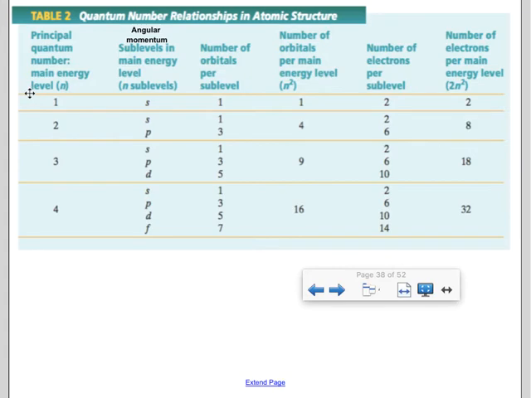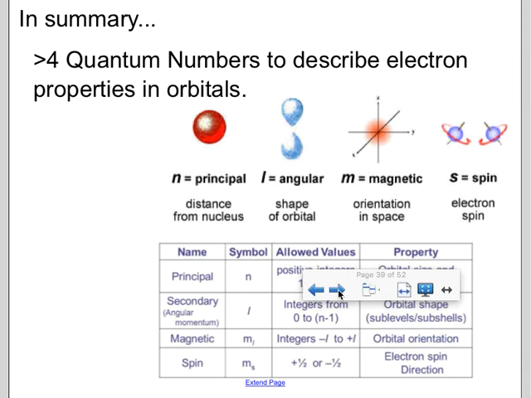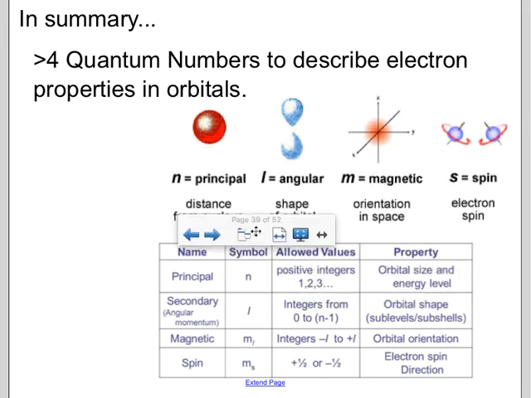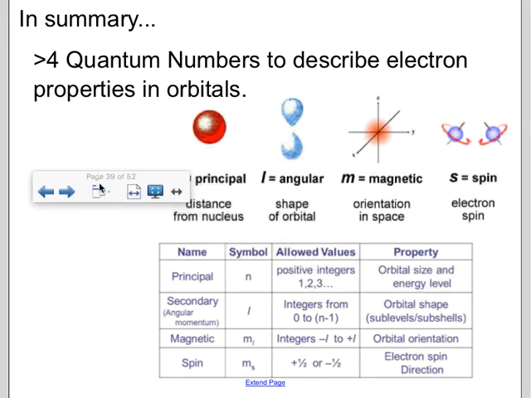Okay, so this is just a summary of what we went through. We went through the principal quantum number, which is the energy level n. The angular momentum, which is the sublevels, the shapes of them. These are represented by the dashes. This tells you how many electrons are in each sublevel. This table's in your book. So, in summary, 4 quantum numbers to describe an electron's properties in its orbitals. Here's the principal, the angular, the shape of it, the magnetic, which is the orientation of it, and then the spin, up arrow versus down arrow. So this slide's probably a nice little summary of everything we just went through.